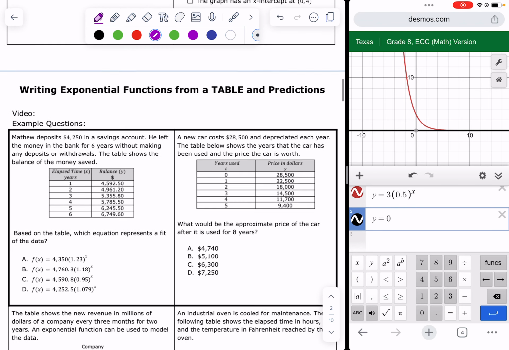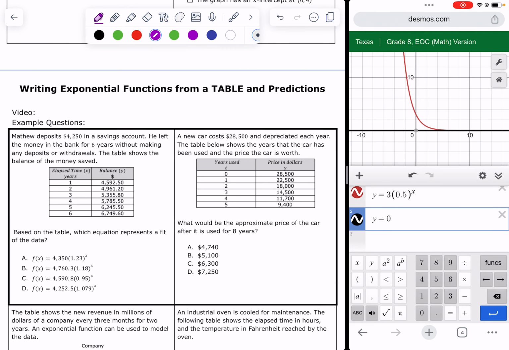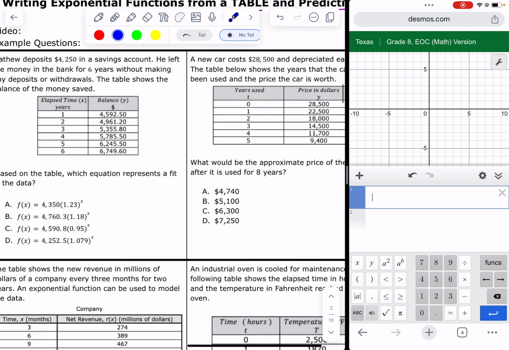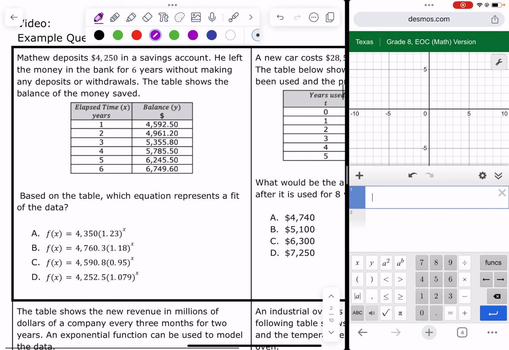So now we are going to do writing exponential functions from a table and predictions. So we're going to read the question. Matthew deposits $4,250 in a savings account. He left the money in the bank for 6 years without making any deposits or withdrawals. The table shows the balance of the money saved. Based on the table, which equation represents a fit of the data? Fit, like the best fit, the closest answer.